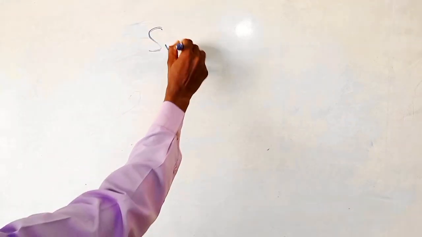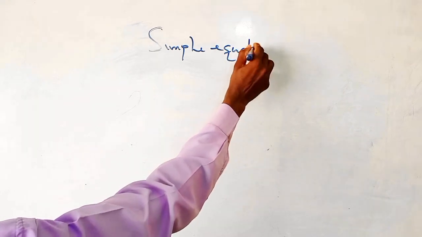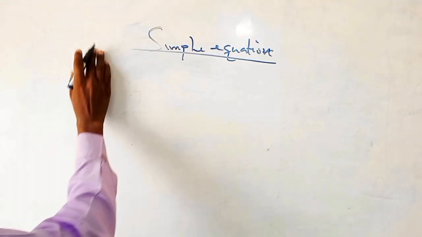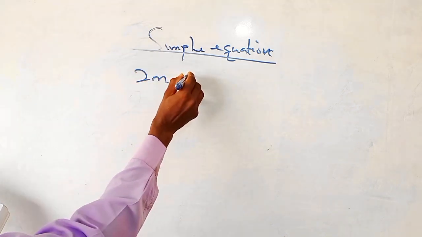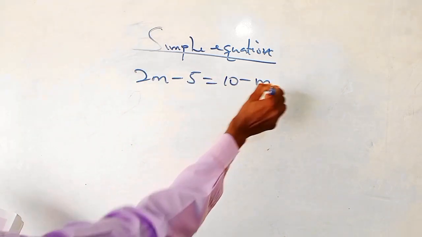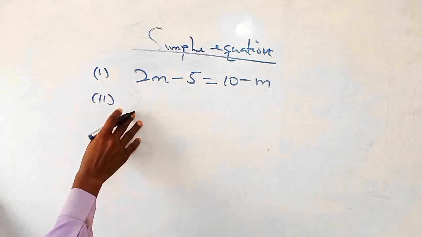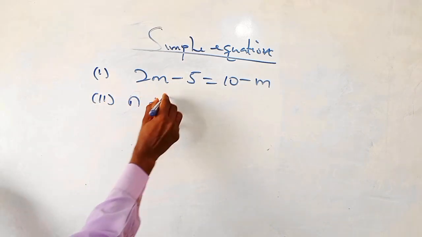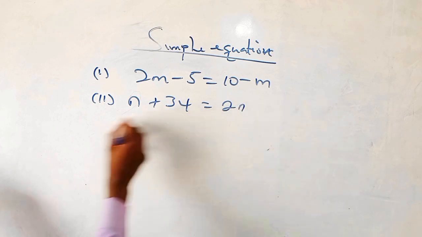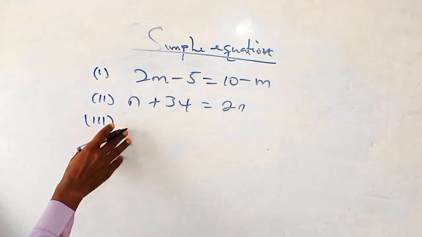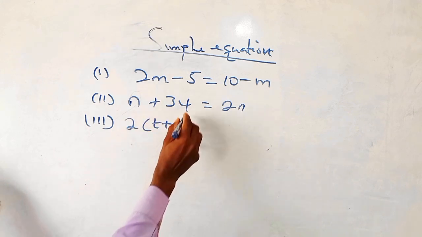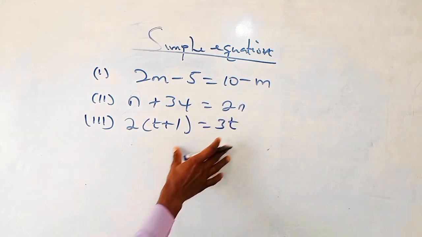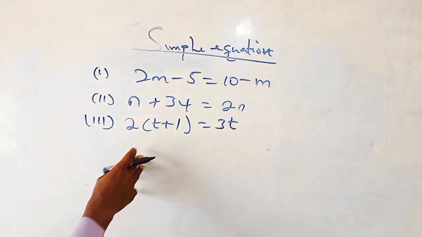Hello everyone. In our class today, we're working on simple equations, such as linear equations. For example, the first one is 2n minus 5 equals 10 minus n. The second one is n plus 34 equals 2n, and the third one is 2(t plus 1) equals 3t. So how do we solve these equations?